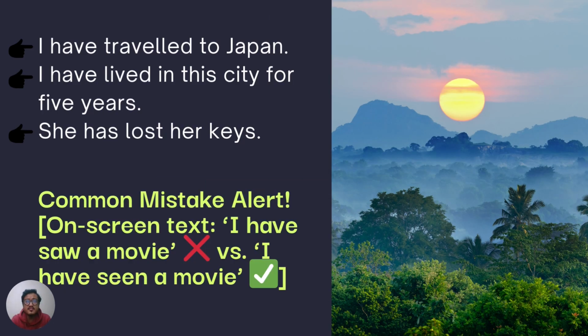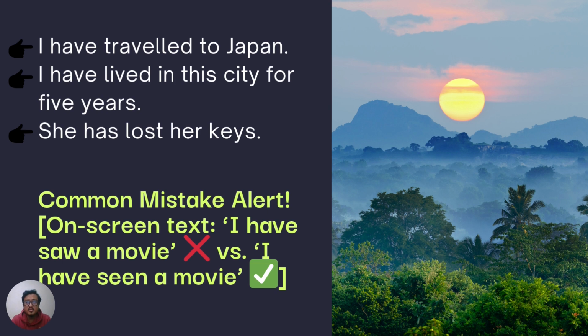We use this tense for experiences. For example, "I have traveled to Japan," or something you started in the past and continue into the present. For example, "I have lived in this city for 5 years." And for actions with results now, like she has lost her keys, so she can't enter the house.